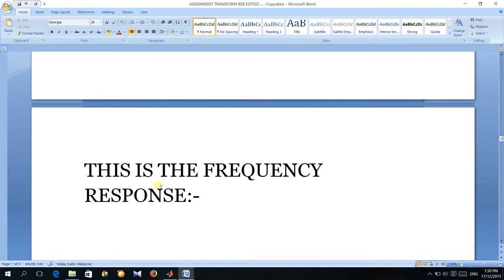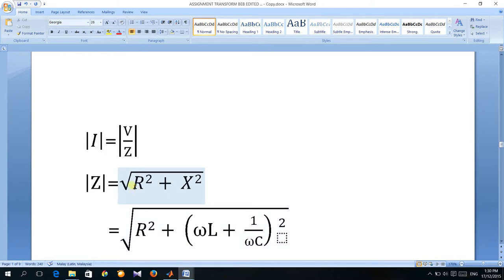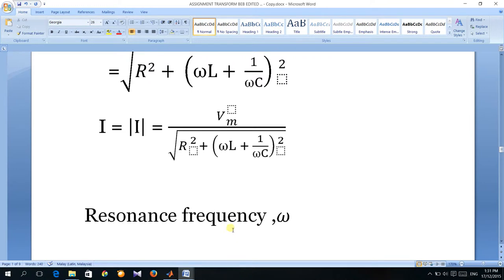Now this is the frequency response. Modulus I is equal to modulus V over modulus Z. Modulus Z is equal to square root R squared plus X squared. Then square root R squared plus in bracket omega L plus 1 over omega C squared. The modulus of I is equal to Vm over square root R squared plus in bracket omega L plus 1 over omega C squared.